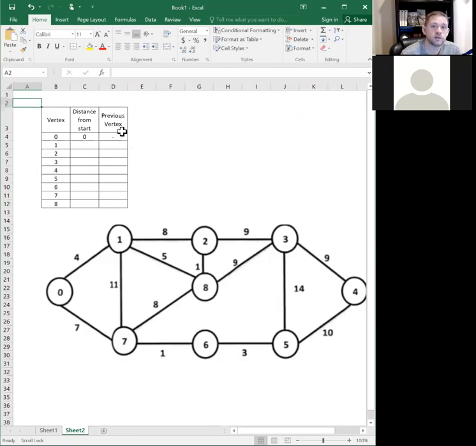So our chart consists of 3 columns. One for every vertex, which I've already filled out, 0 through 8. One is the distance from start. So 0 is our start. 0 has a distance from 0 to 0, right? And then the third column is the previous vertex. So what was the last vertex visited in that total distance? And this will make much more sense once we start filling it out.